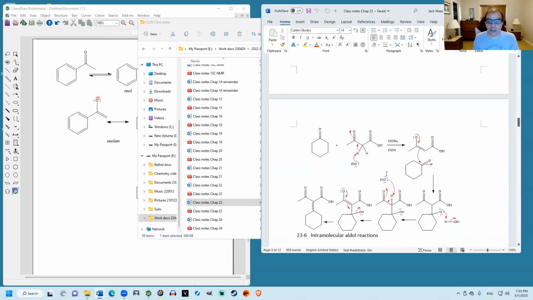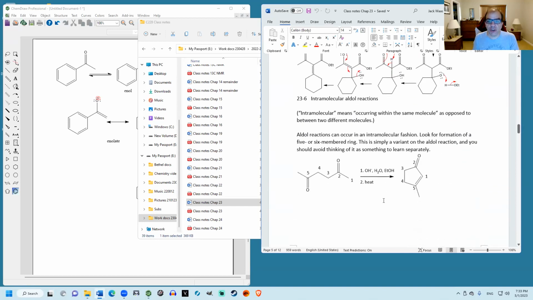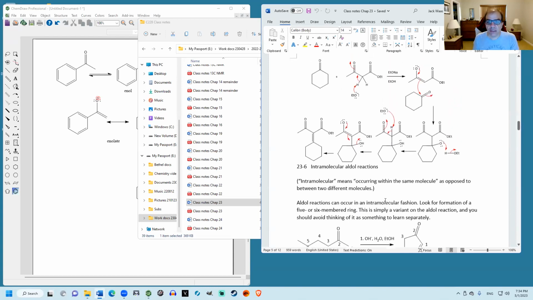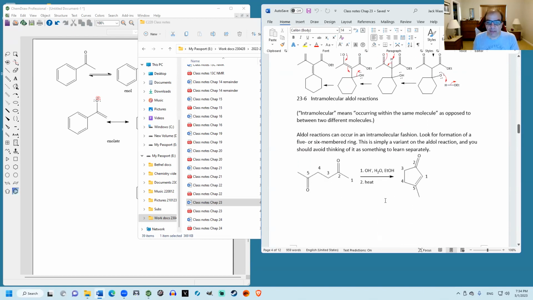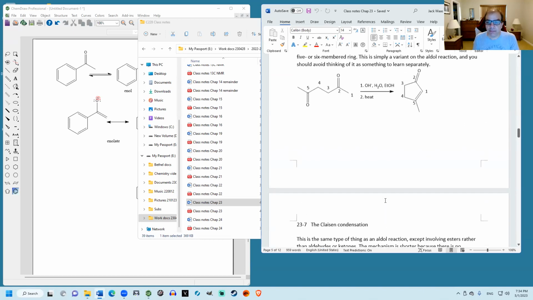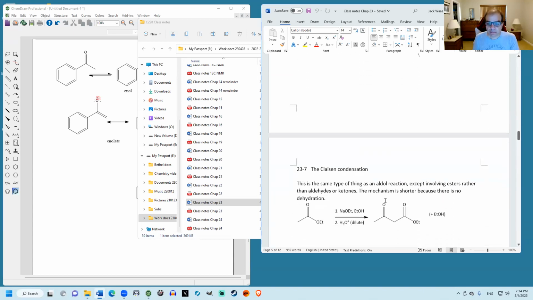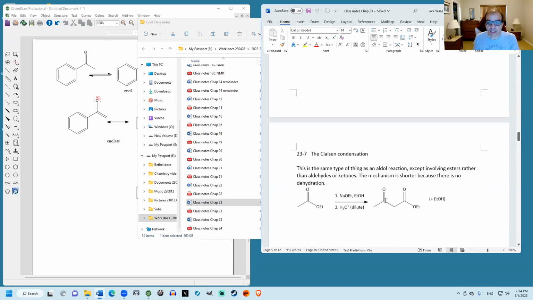The first sections up until 23.6 really are all on aldol reactions. They're all the same, it's just variations on it. Like here we had a mixed aldol reaction, same mechanism. Here's an intramolecular aldol reaction, same mechanism. The Claisen condensation is basically an aldol reaction with esters.